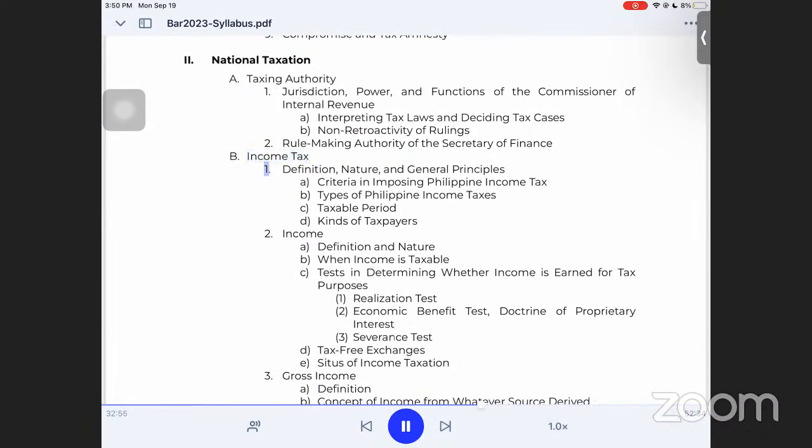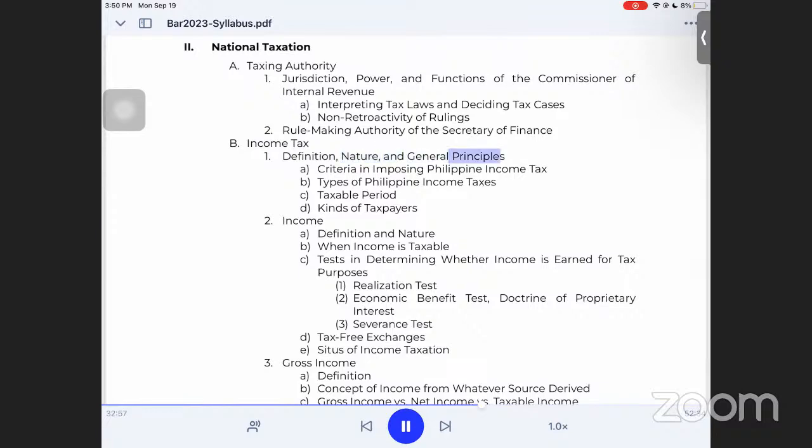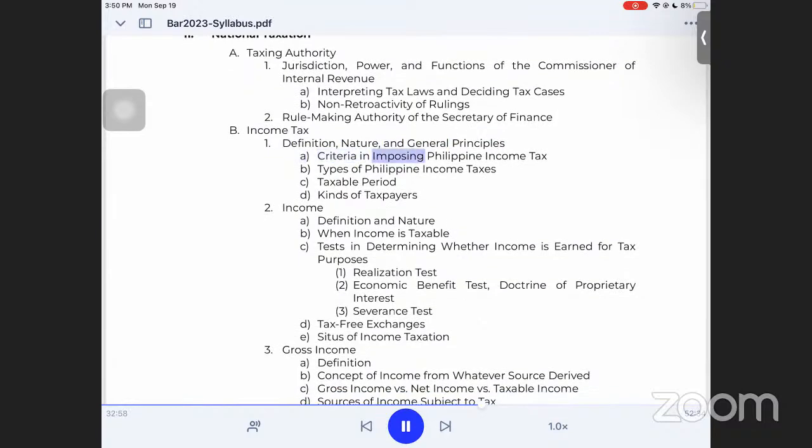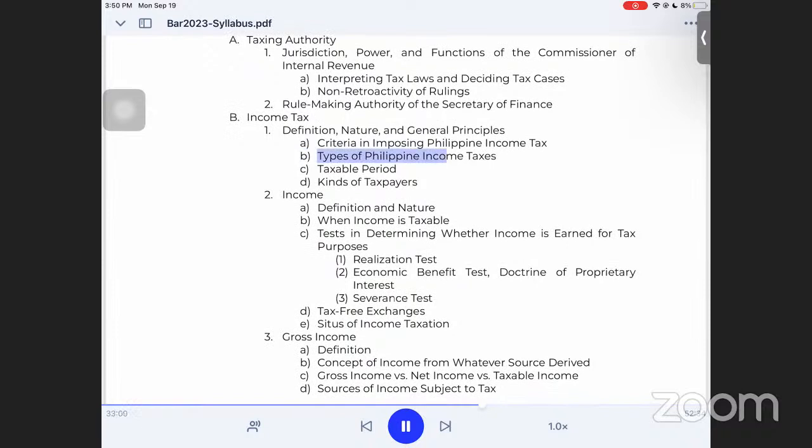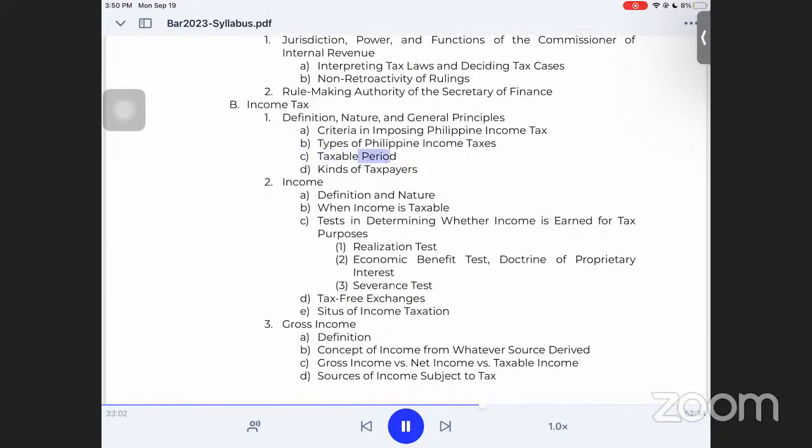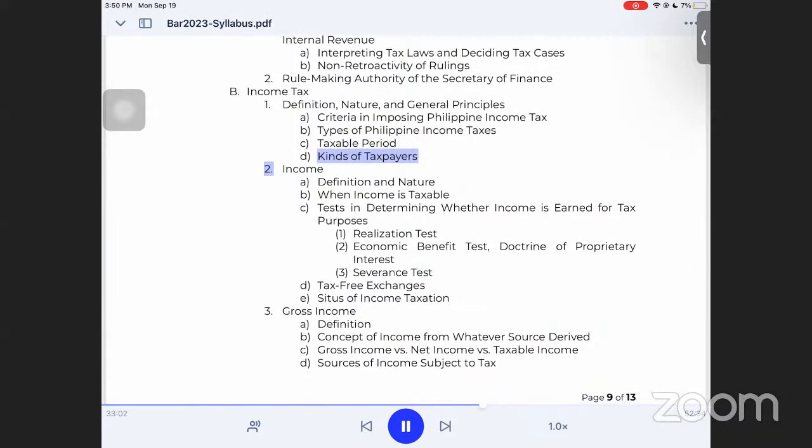B. Income tax. 1. Definition, nature, and general principles: A. Criteria in imposing Philippine income tax; B. Types of Philippine income taxes; C. Taxable period; D. Kinds of taxpayers.